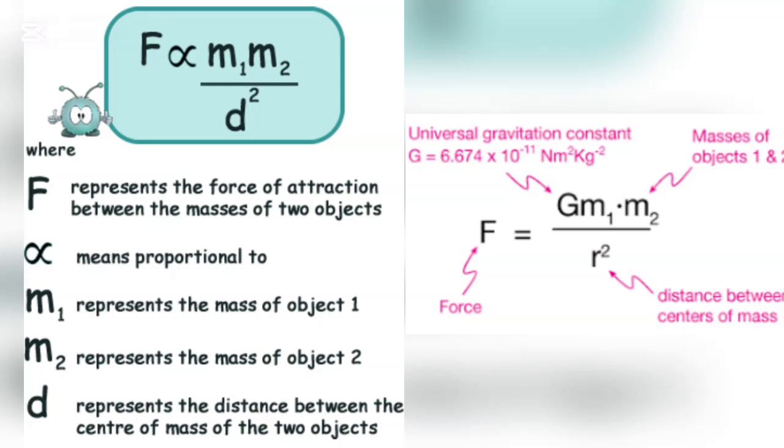That means F is equal to G m1 m2 over r squared, where F is the gravitational force. G is the gravitational constant with a constant value of 6.67 times 10 raised to minus 11 Newton meter square per kilogram square. m1 and m2 are the masses, and r is the distance between the two objects. Therefore, if either of the masses increases, the gravitational field strength will increase. And if the distance increases, the gravitational field strength will decrease.